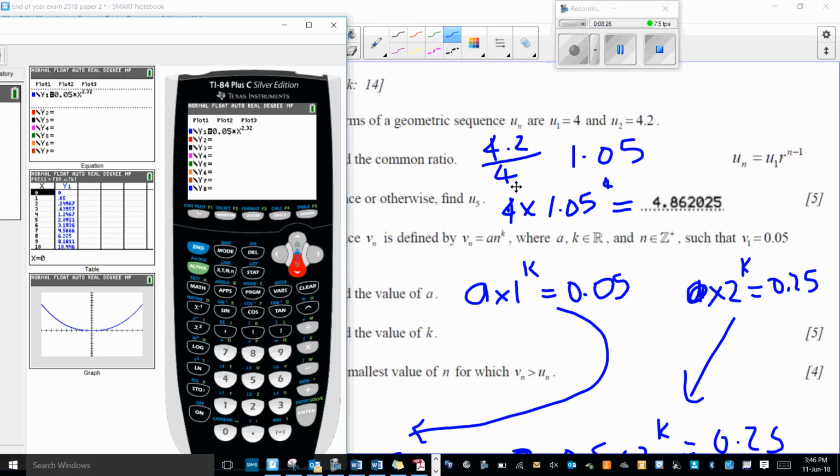And then the other one, we can use this. So 4 multiplied by 1.05 to the power of x minus 1. Okay, so let's graph that. So that's our first function. So we need that one to be greater than the other one.